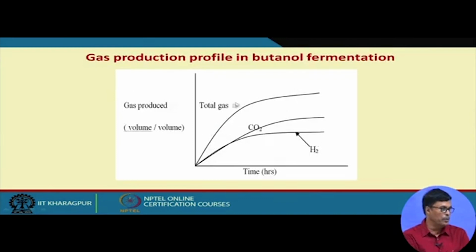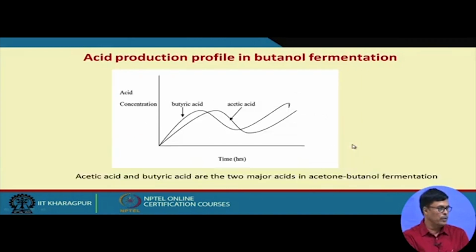And as I told you, during the acid fermentation and acid production process, hydrogen gas is produced along with carbon dioxide. This is the total gas. This hydrogen gas we can tap and use as an energy source. This is the profile of the different acids: this is the butyric acid profile, and this is the acetic acid profile, showing how they change with respect to time in the acetone butanol fermentation process.